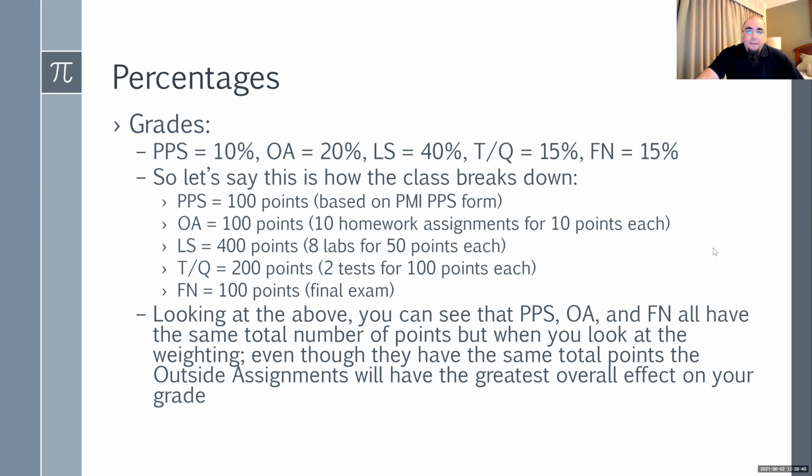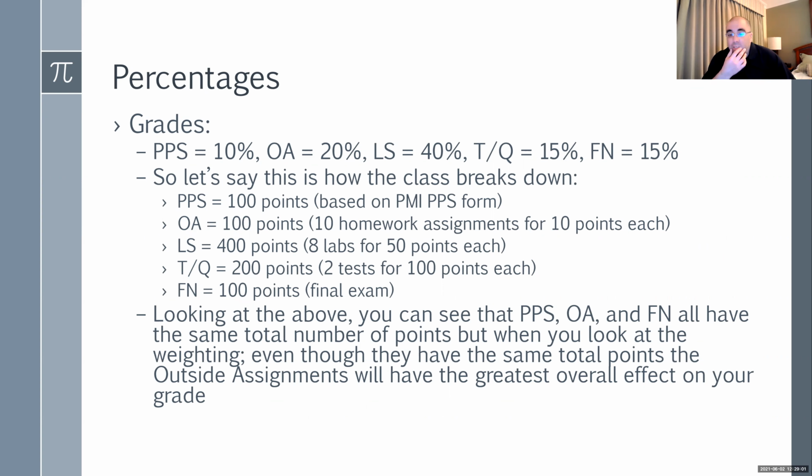So here we have grades again. Let's say that this is how the class breaks down. PPS is 100 points based on the PPS form. Outside assignments is 100 points, 10 assignments for 10 points each. Lab skills is 400, 8 labs, 50 points each. Tests and quizzes, 200 points, 2 tests for 100 points each. And the final exam is a 100-point exam.